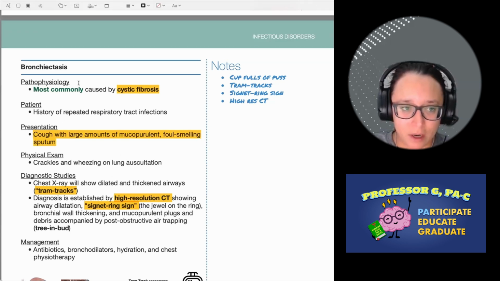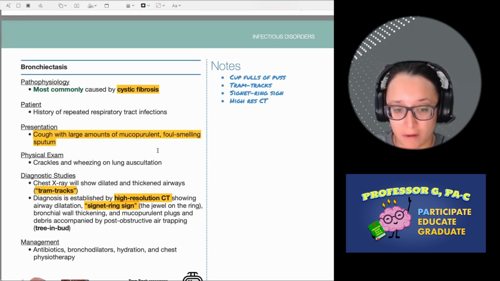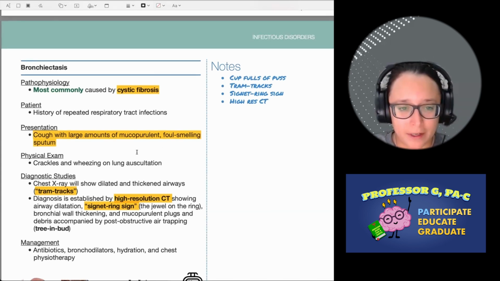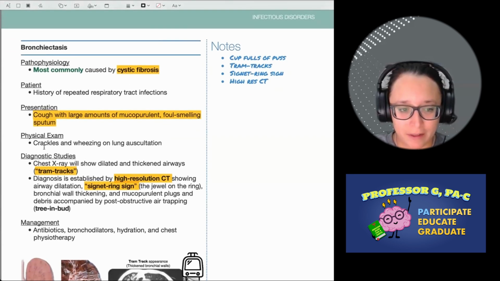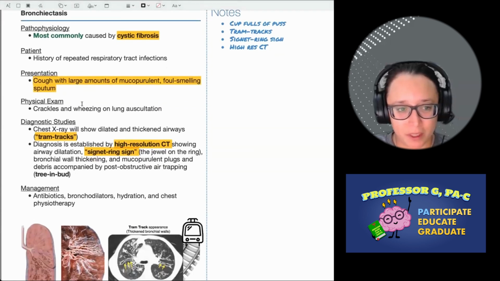And when they describe bronchiectasis, they're going to say that the patient is coughing up cupfuls of pus. Cupfuls of pus, a lot of pus. And they're going to have something else going along with it. Multiple infections caused by cystic fibrosis. They usually have some crackles or wheezing on exam, which is pretty nonspecific. The sputum will often be foul smelling too.